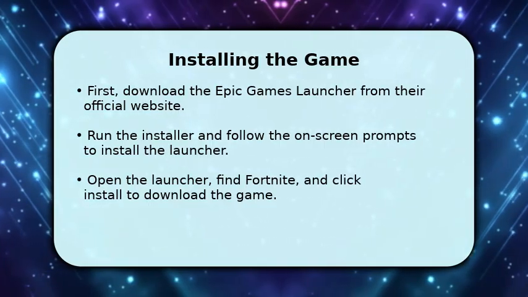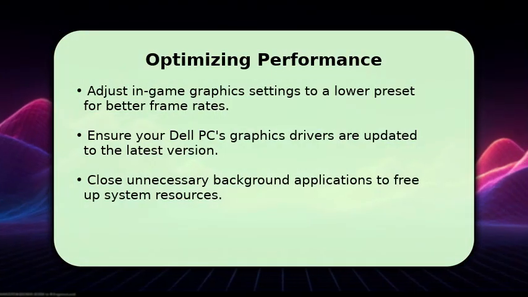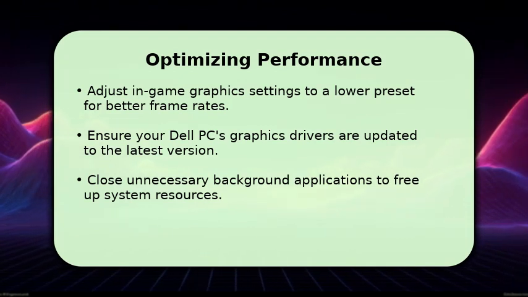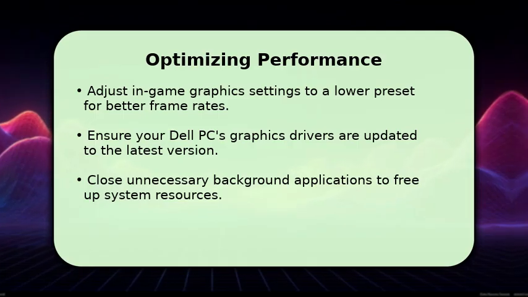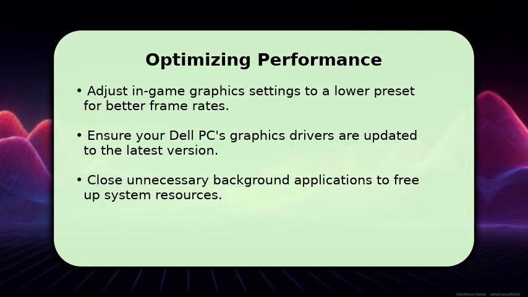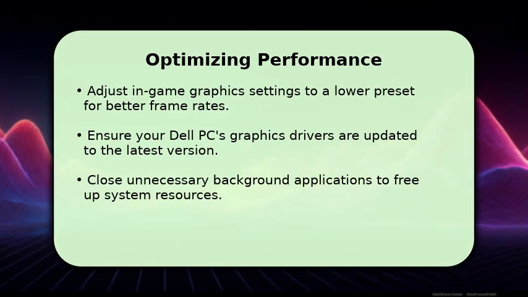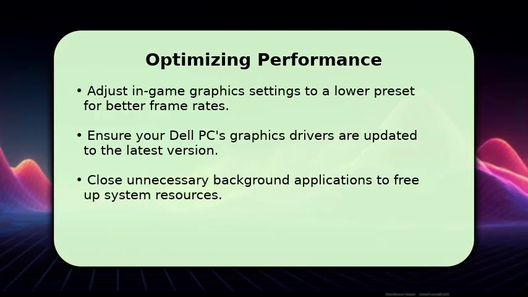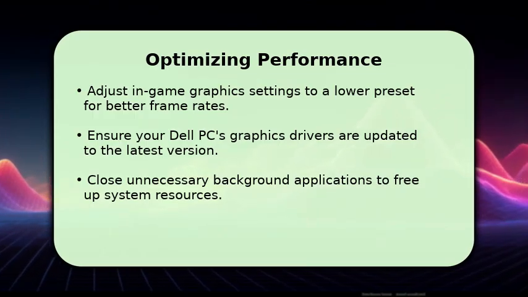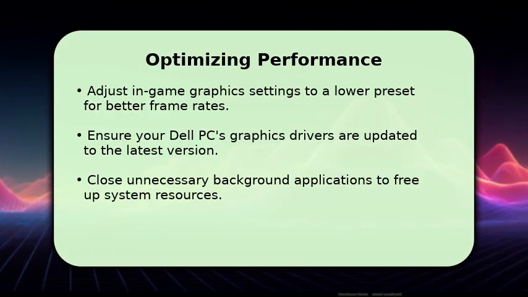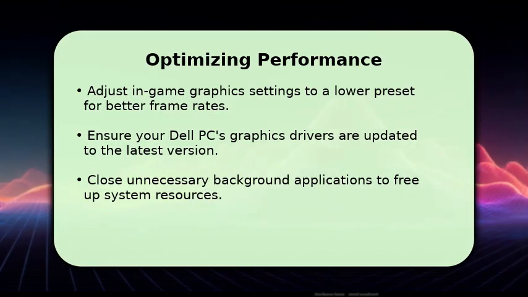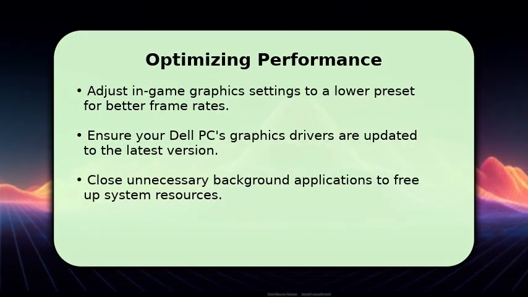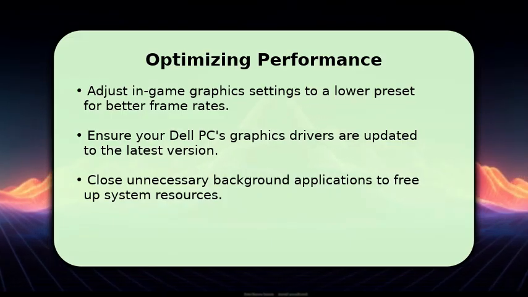It's a straightforward process. To ensure the best possible experience on your Dell PC, optimizing performance is key. Start by adjusting Fortnite's in-game graphics settings. Lowering presets like shadows, textures, and view distance can significantly boost your frame rate. Also, make sure your graphics drivers are always up to date. This is vital for game compatibility and performance. Finally, close any applications running in the background that you don't need, as they can consume valuable system resources.